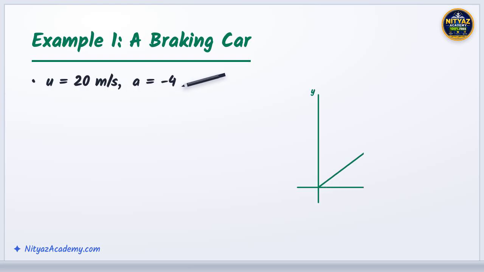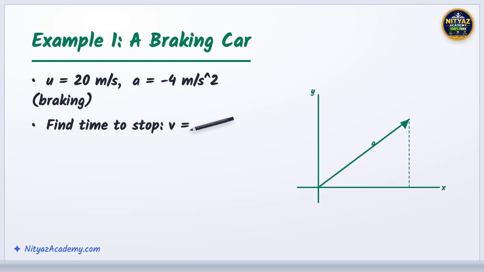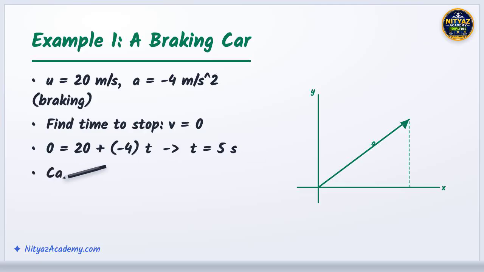A car travels at 20 meters per second and brakes with an acceleration of -4 meters per second squared. The minus sign means it slows down. We want the time to stop, so final velocity is 0. Setting 0 equals 20 minus 4 times time gives time equals 5 seconds. The car needs 5 full seconds to come to rest.